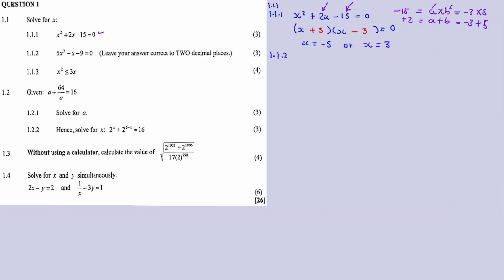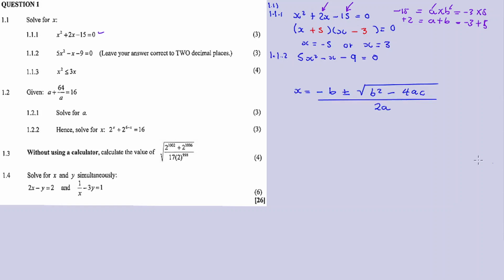1.1.2 basipho 5x squared minus x minus 9 equal to 0. Alright. Beka ke. Bathi leave your answer correct to 2 decimal places. So lana sisebenzisa i-quadratic formula ke la, right? Ngoba ama-answers ama-roots esowathola or ama-factors wale equations kuzoba ama-irrational numbers instead of ama-rational numbers, like la ku 1.1.1. La ku 1.2 nakanjani kwamele kusebenzise i-quadratic formula.